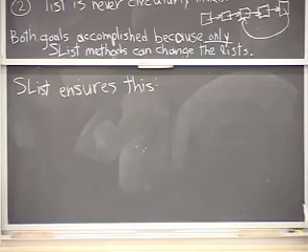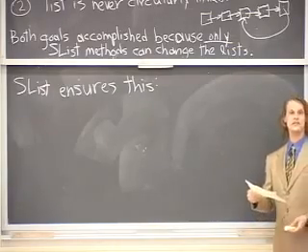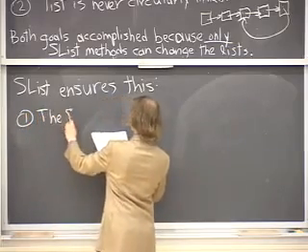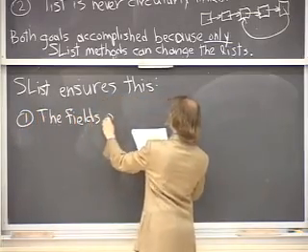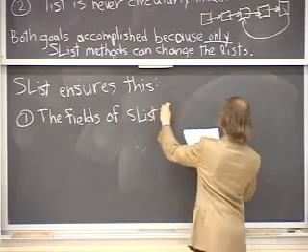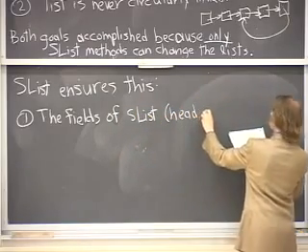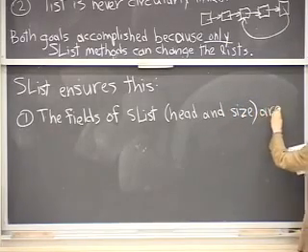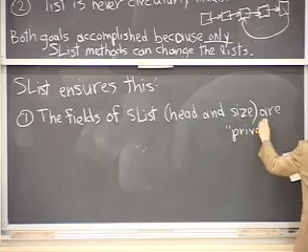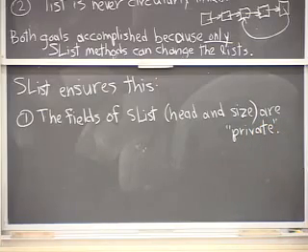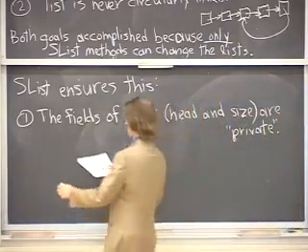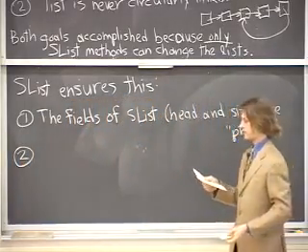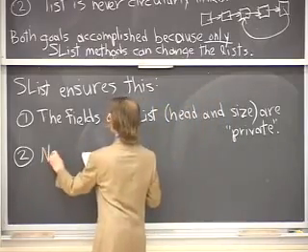So how does S-list ensure that only S-list methods can change your lists? Well, first of all, the fields of the S-list class are private. So your coworkers can't just go in from their methods and change head and size. And second of all, the individual nodes cannot be tampered with because no method of S-list returns an S-list node.